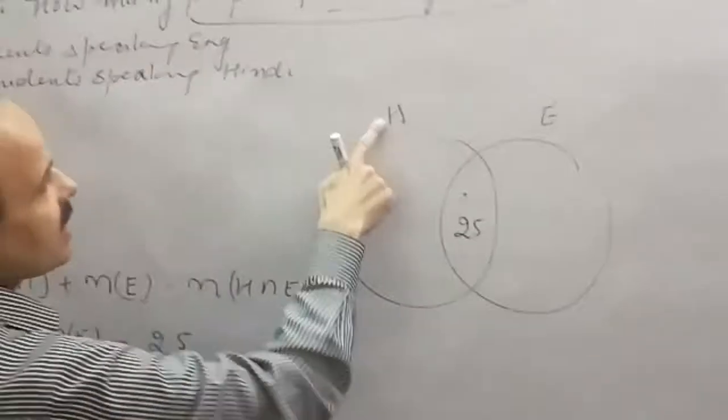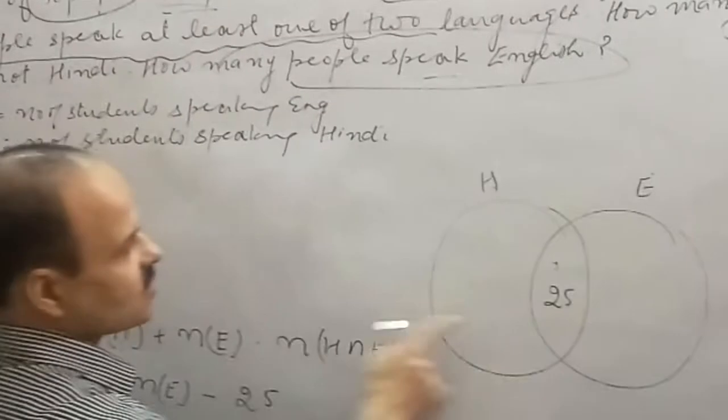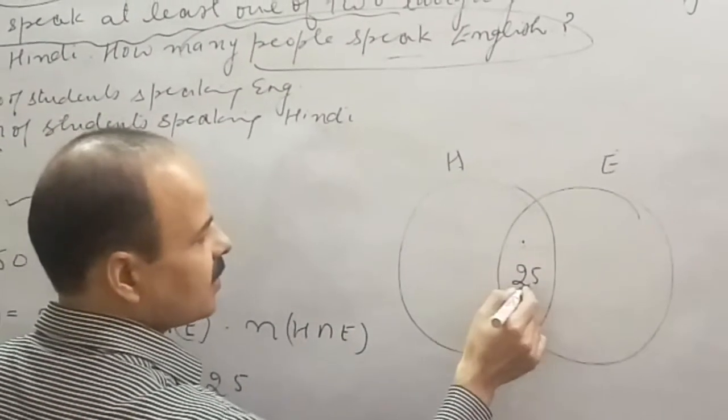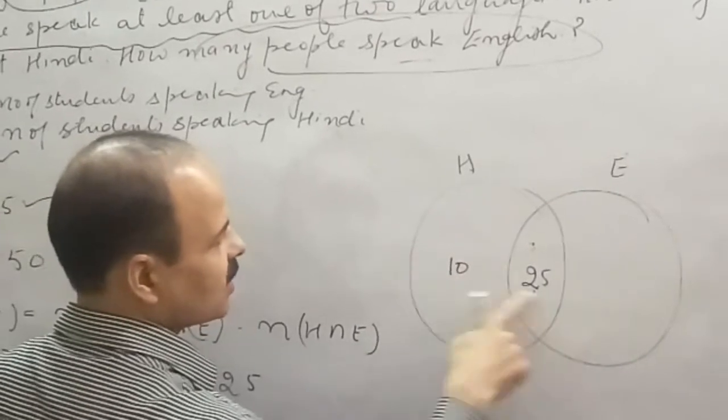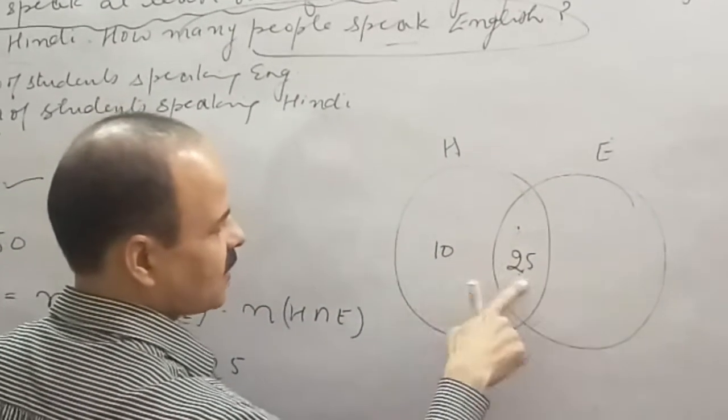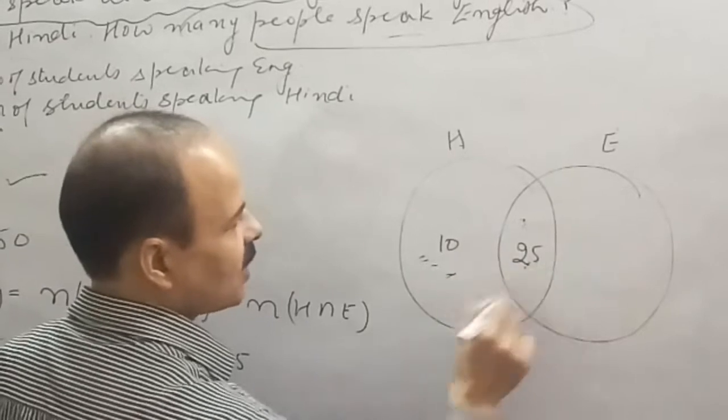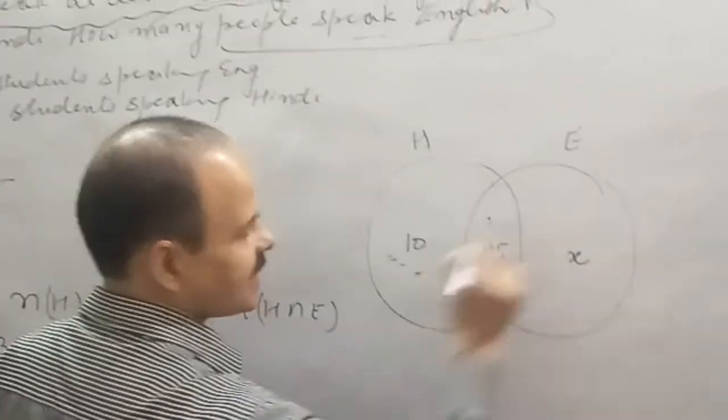Second, Hindi we are getting 35 total students. So 35 minus 25, this portion will be 10. Total Hindi students are 35, so this portion will be 10, 25. Let us suppose this portion as X.